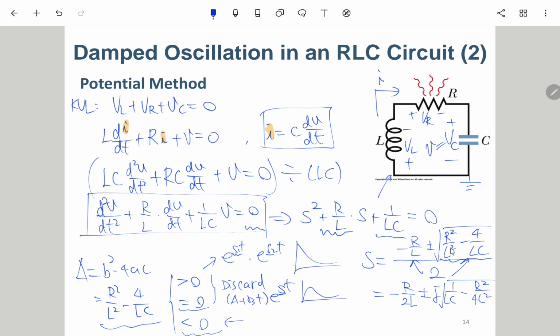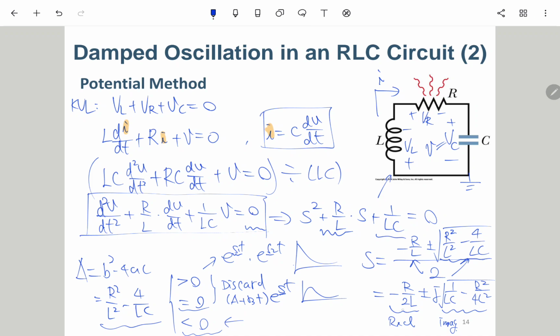Putting these 2 into this square root, it becomes 1/4. So this 1/4 cancels with this 4, becoming 1 over LC, and then R squared over 4L squared, and then we have a negative sign. Because we know this is negative, we have something like -1 times this one. The square root of -1 becomes this j here. So this is the root, and this is the real part, and this is the imaginary part.